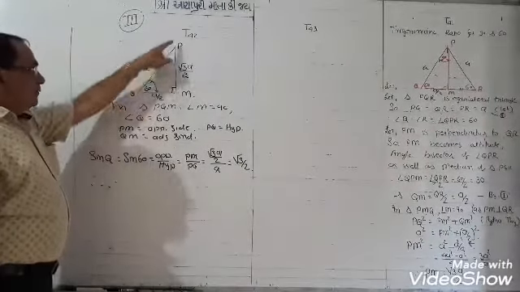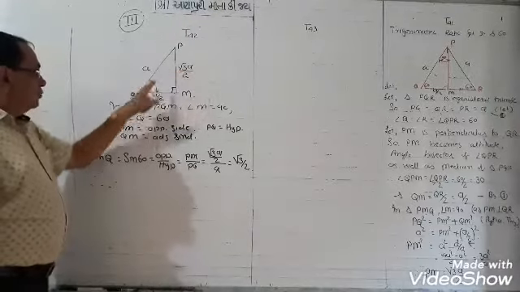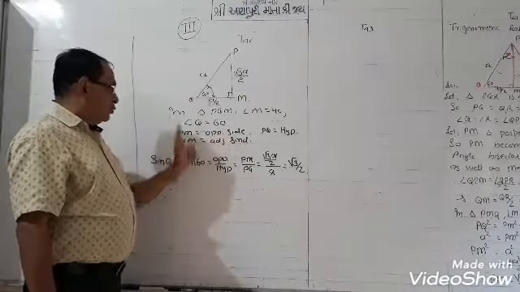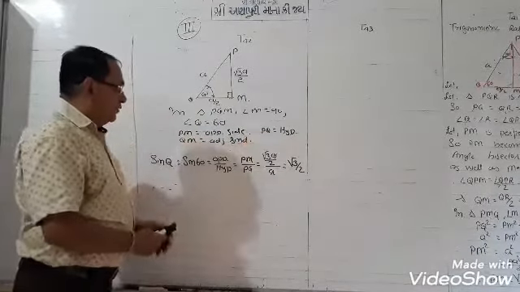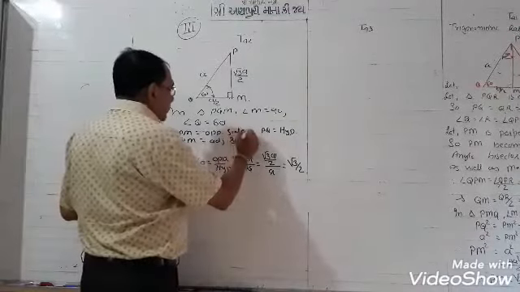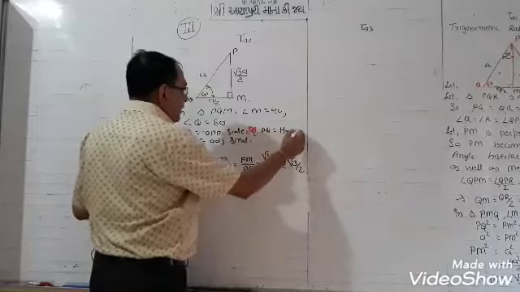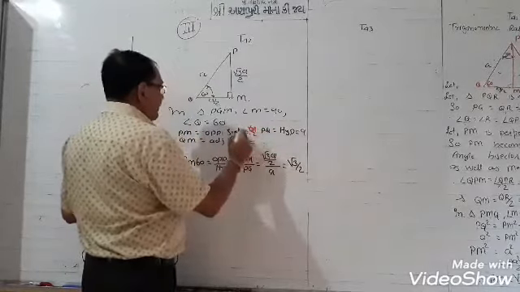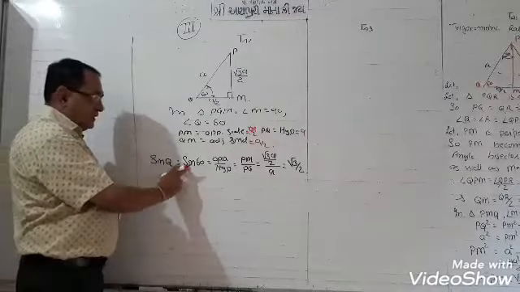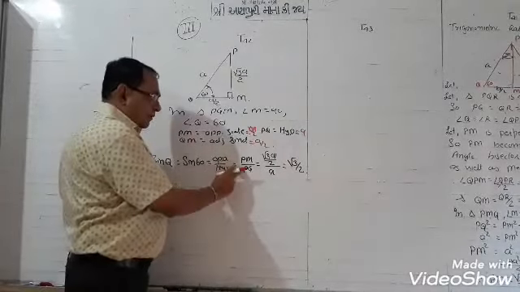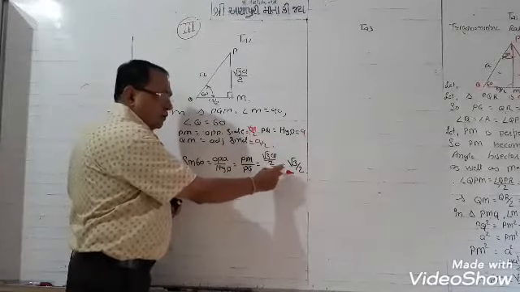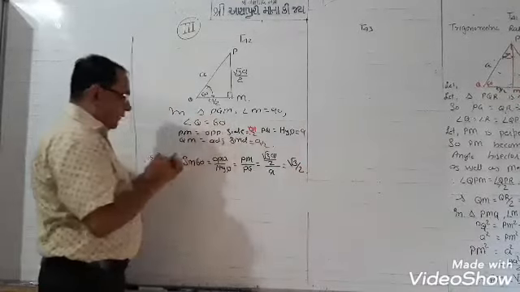Q is 60. PM is equal to root 3 A by 2. QM is equal to A by 2. That is your PM, opposite side with reference to Q. QM, adjacent side. PQ is equal to hypotenuse, A. Sin Q is equal to sin 60, opposite upon hypotenuse, PM upon PQ. Root 3 A by 2 upon A. A cancels, so sin 60 is equal to root 3 by 2.